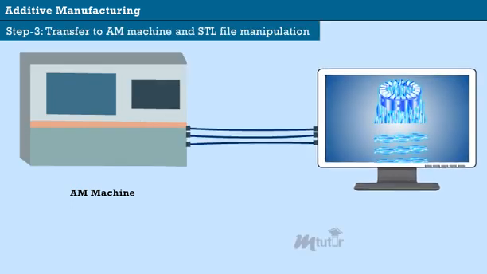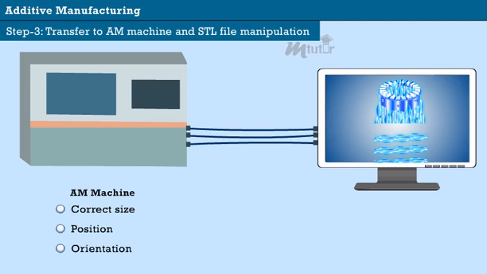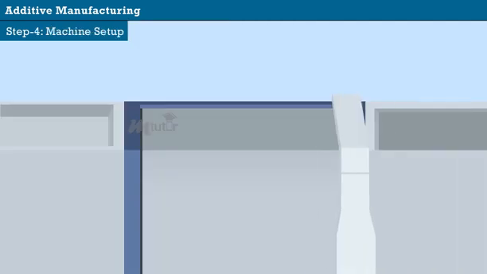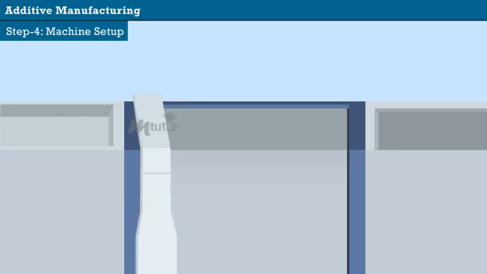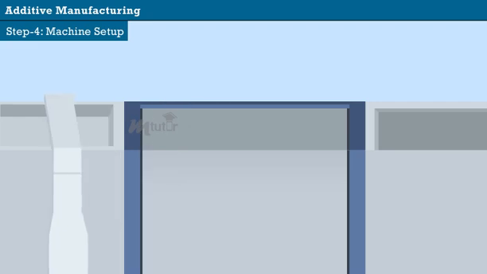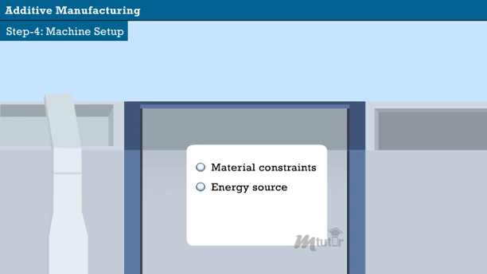Step 3. Transfer to AM machine and STL file manipulation. The STL file describing the part must be transferred to the AM machine, where the general manipulation of the file is carried out to make it the correct size, position, and orientation. Step 4. Machine setup. The AM machine must be properly set up prior to the build process. Such settings would relate to the build parameters like material constraints, energy source, layer thickness, and timings.